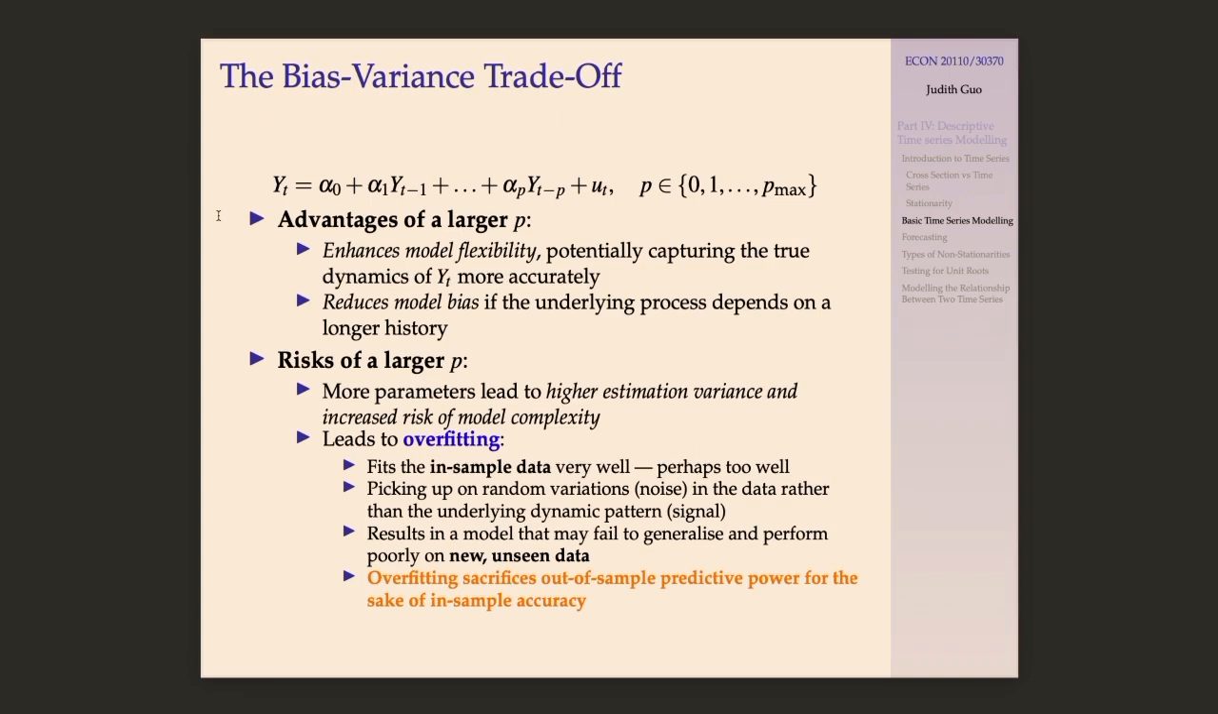Imagine the shocks, okay? The shocks are random. The random shocks that happen within the given data might not be the same as those happening out of the sample, okay? So the model that does a good job, or too good a job, in explaining the in-sample variation might fail to explain the out-of-sample variation accurately. So in a sense, it's sacrificing the out-of-sample performance for a better in-sample fit, okay? So this is the disadvantage of having a large p.